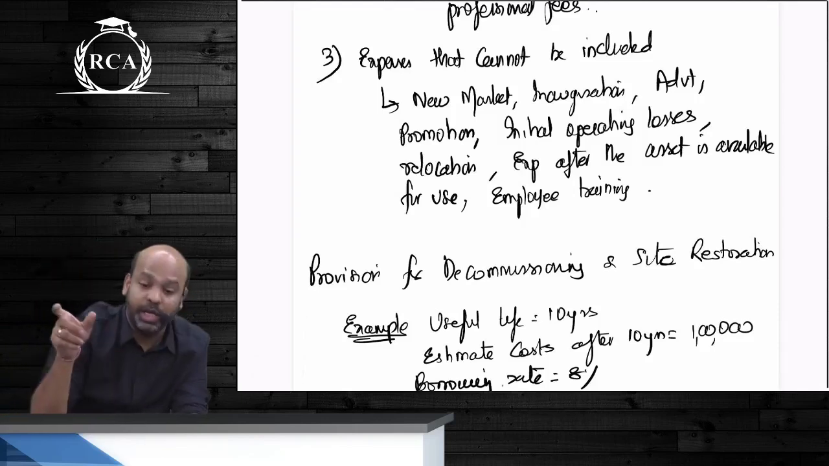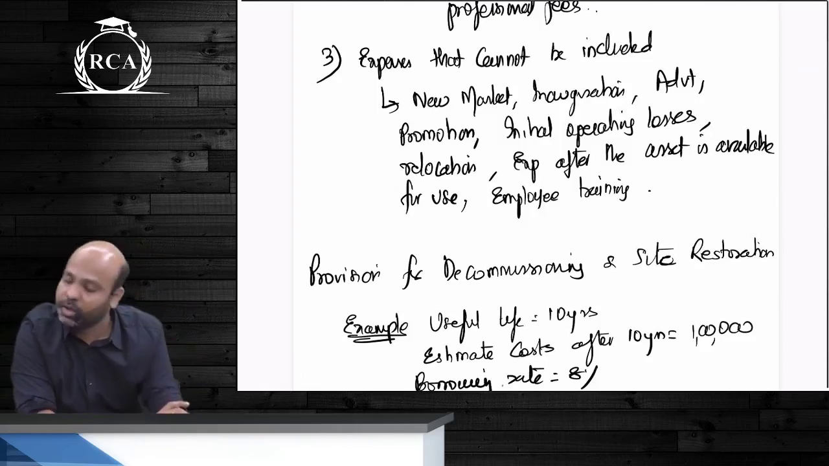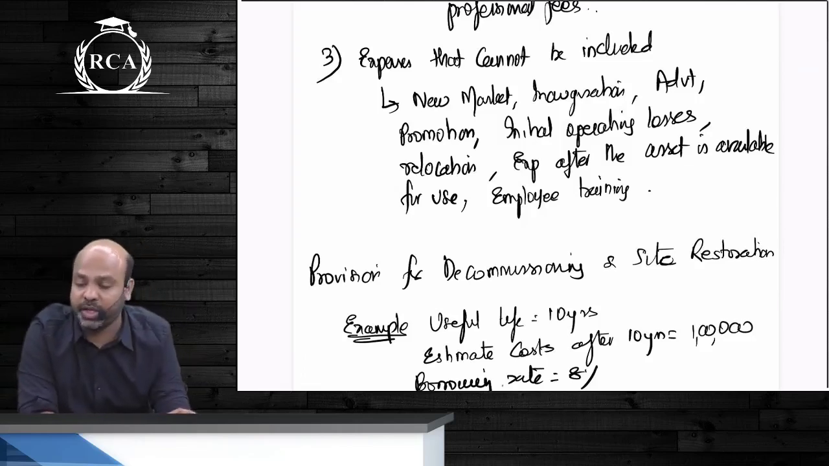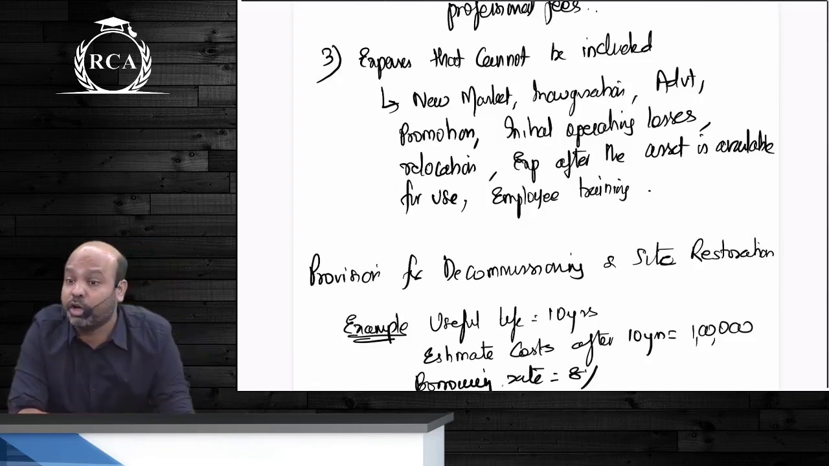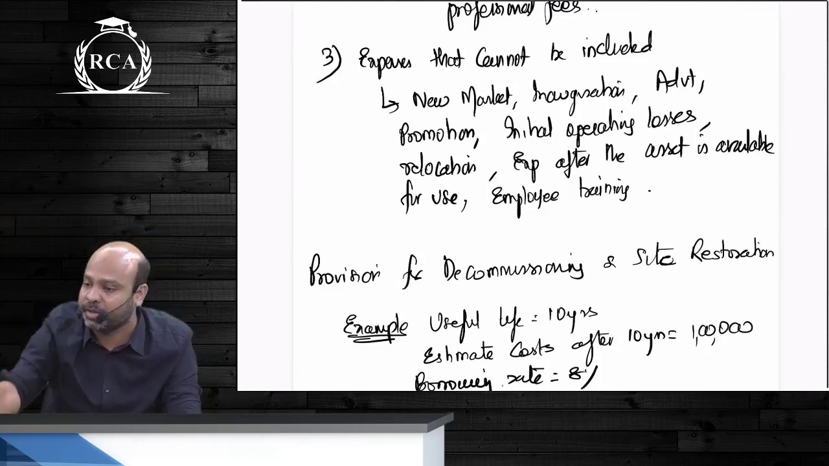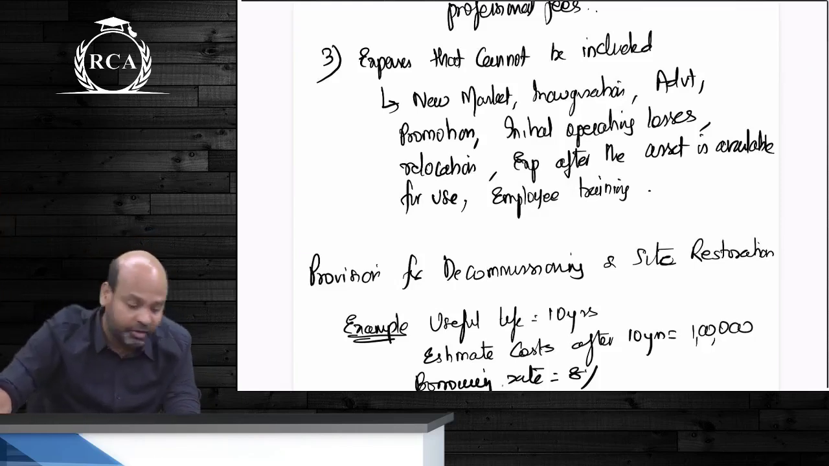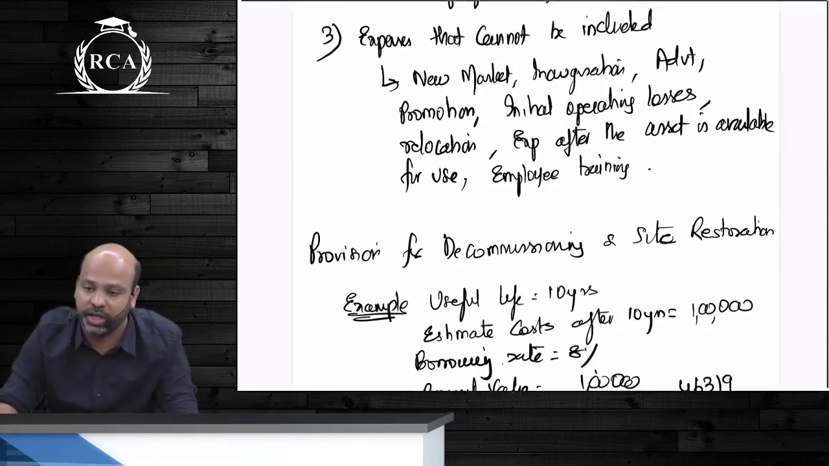And what will you do with the amount of provision created? Transfer to P&L account or add it to the cost of the asset? Add it to the cost of the asset. This provision amount will keep increasing every year by the amount of finance cost. At the end of useful life, when you incur that decommissioning and site restoration cost, instead of transferring that to P&L account, you will adjust it against provision for decommissioning and site restoration cost.